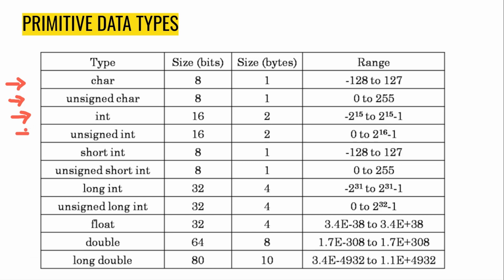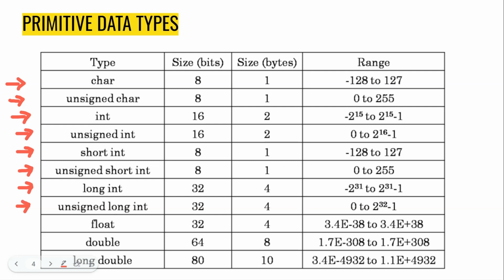For unsigned int, we require 2 bytes. The range of values, as it is unsigned, holds only positive values, so from 0 to 2 power 16 minus 1. Short int, 1 byte, minus 128 to plus 127. Unsigned short int, 1 byte, 0 to 255. Long int, 4 bytes, minus 2 power 31 to plus 2 power 31 minus 1. Unsigned long int, 4 bytes, 0 to 2 power 32 minus 1.